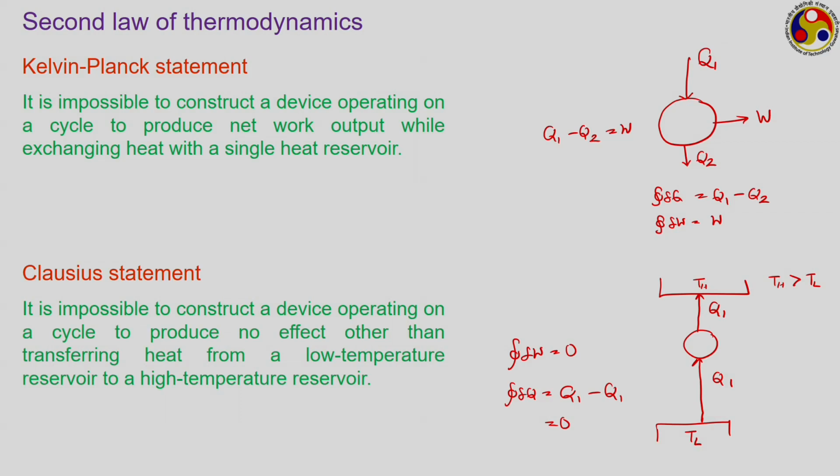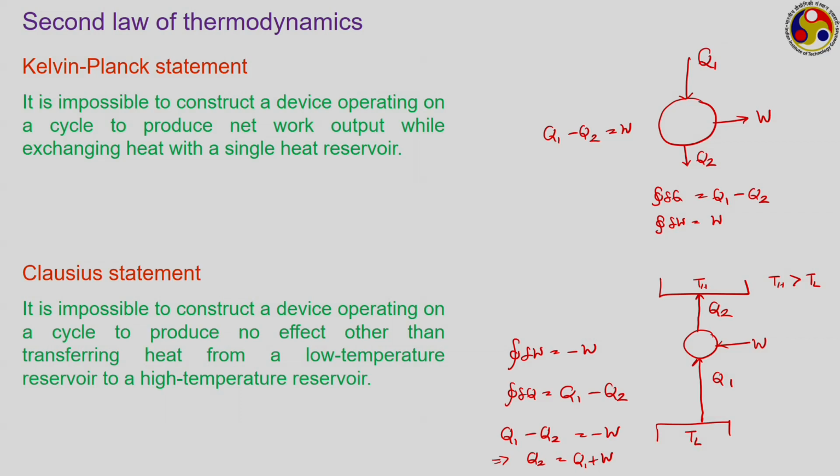That means, to make this process happen, we have to give some work input to the system, and accordingly Q2 amount of heat will be added to the high temperature body. In that case total work interaction is equal to minus W, and total heat interaction is equal to Q1 minus Q2. And now applying first law, we have Q1 minus Q2 is equal to minus W, or Q2 is equal to Q1 plus W. Now it is possible. So, the second law of thermodynamics actually gives us the direction of heat transfer.